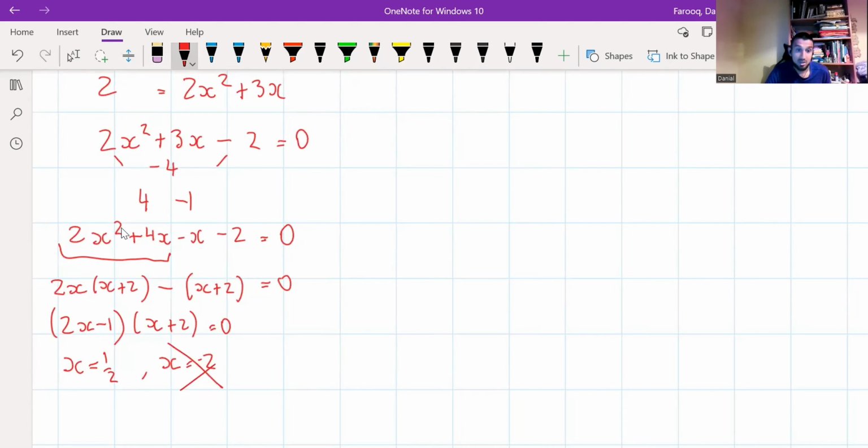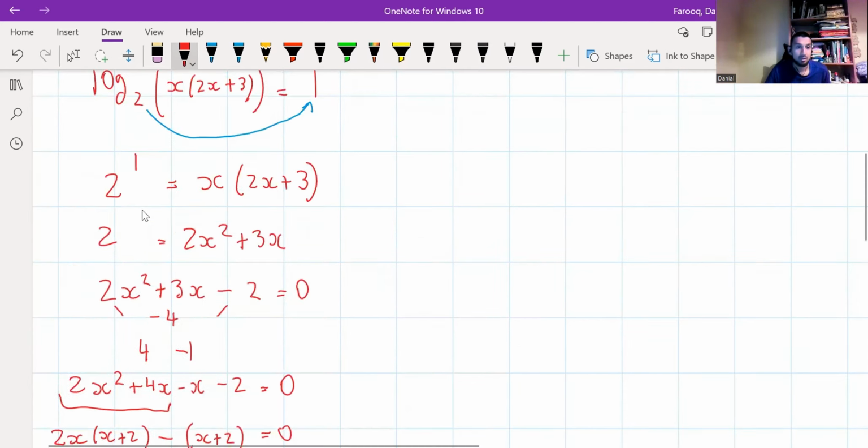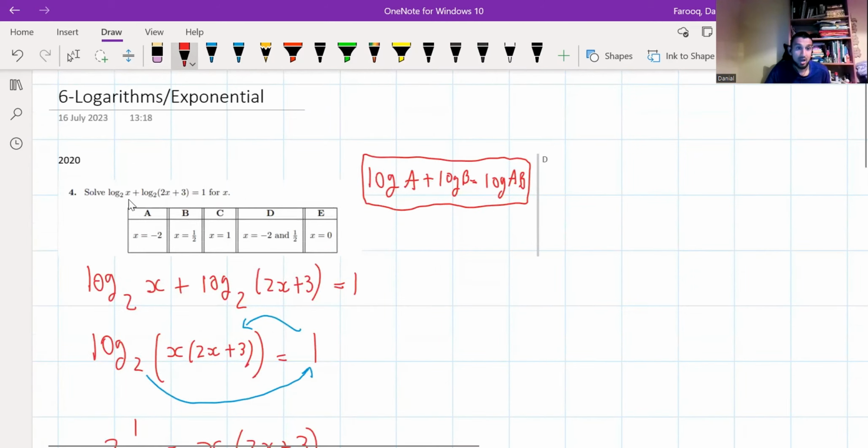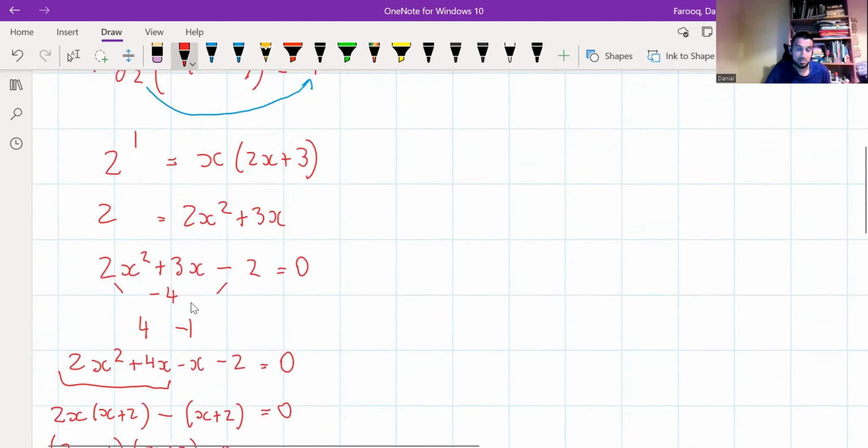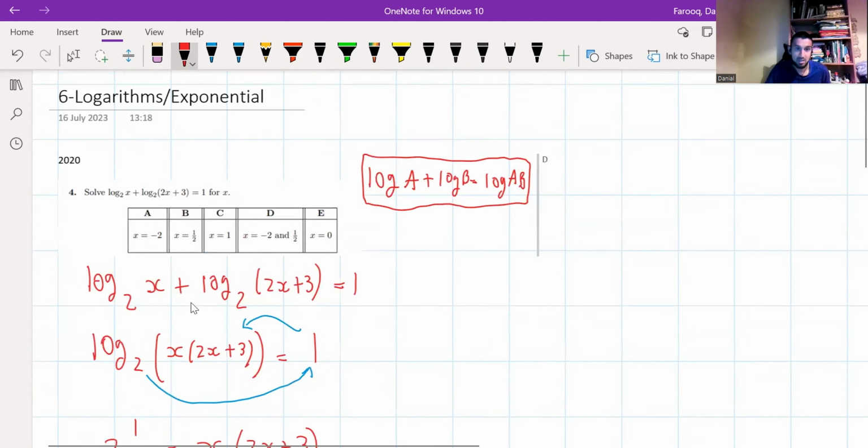Now, logs, because we have a log x there, you cannot have log of a negative number. So that means that that cannot be a solution. So it will just be x equals half. Okay, excellent.